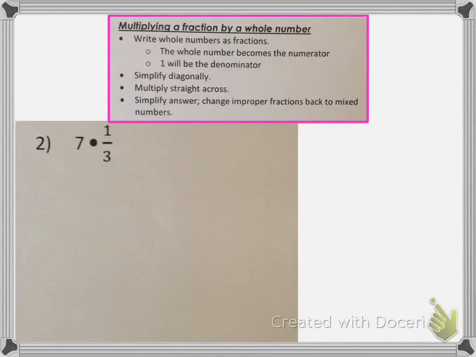Let's try another one. 7 times 1/3. So again, my first step is to write the whole numbers as fractions. The whole number becomes the numerator, so 7 becomes the numerator. 1 is the denominator, and then times 1/3. So now I want to look at my diagonal pairs and simplify if I can. So my first diagonal pair is 1 and 1, and 1 does go into 1 evenly, but it goes in 1 time, so nothing's going to change. So that will still be a 1, this will still be a 1.